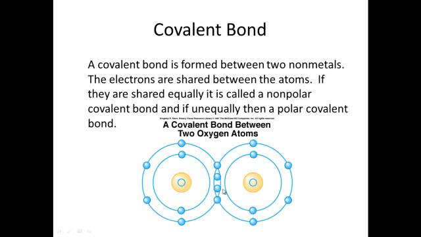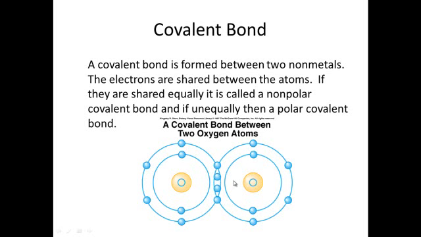So here's 2 oxygen atoms. This oxygen atom contained 6 valence electrons, and this one contained 6 valence electrons. So sometimes this oxygen will get 2 electrons from this atom, so it can have 8 valence electrons part of the time. And part of the time, this one gets 2 from the other one, so it can have 8. By sharing them, they create a covalent bond.